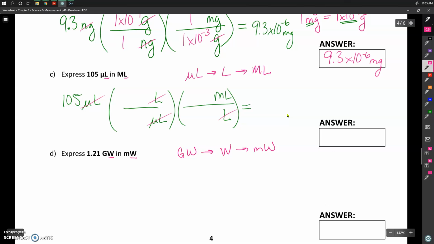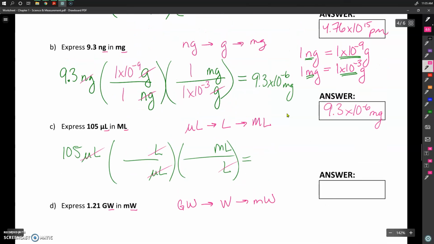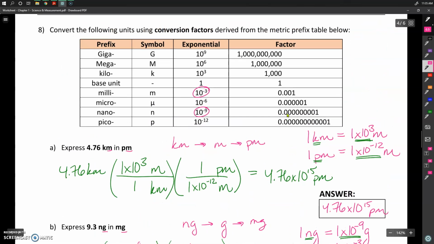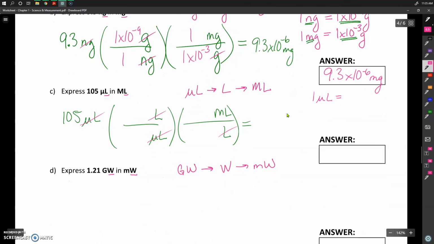Now I want to write out my equivalence statements for these things. So I have microliters to liters. I start with the unit with a prefix. So 1 microliter is going to be equal to, if I come up here and look for micro, I can see micro is 10 to the negative 6th. So I swap out the micro with times 10 to the negative 6th liters. Again, swapping out micro with what its factor is.